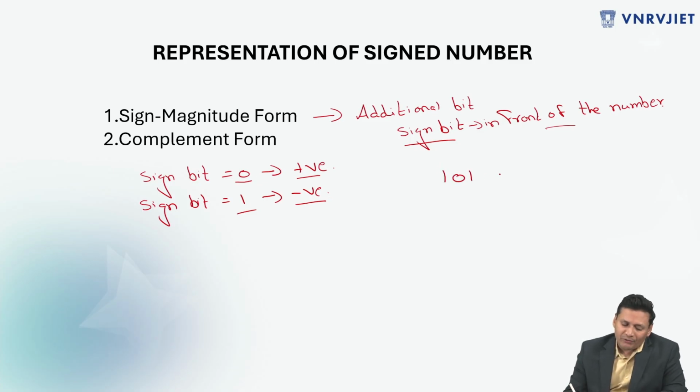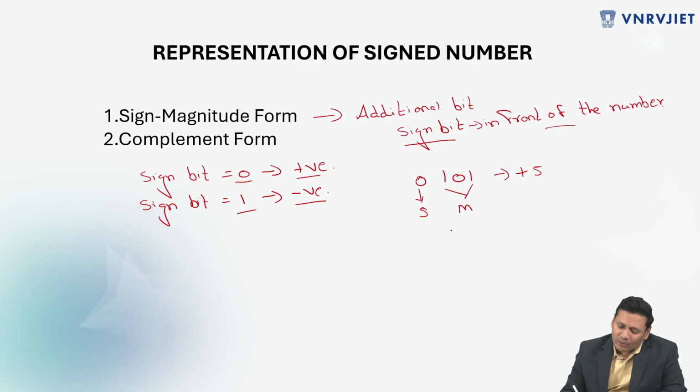So let us take a simple example. 101. We know 101 indicates 5. Now to represent +5, how am I going to represent it? I will place a 0 in front of 101, right? This 0 is called the sign bit. This 101 is called the magnitude. When the sign bit is 0, the number is positive. So it indicates that the number is +5.